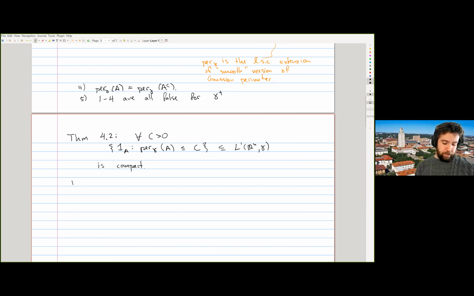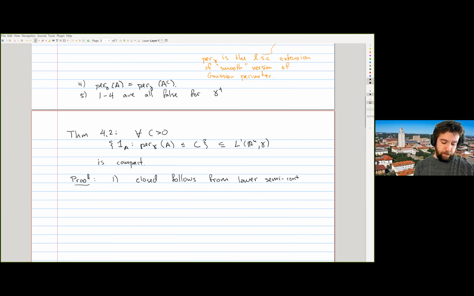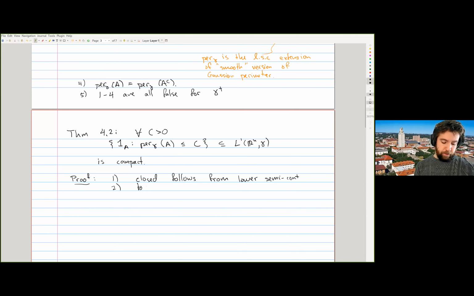I'm not going to prove it, like I said, but let me just say two words about it. The first one is that closed is easy. It follows from the lower semi-continuity of the perimeter. Okay, and totally bounded is more difficult.